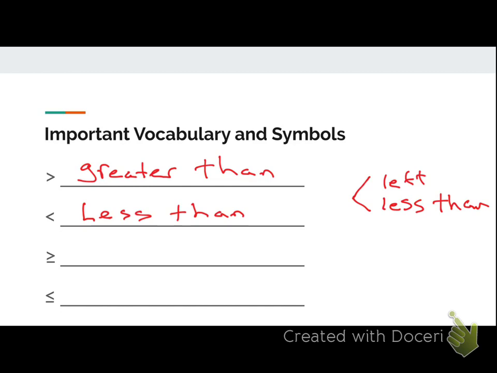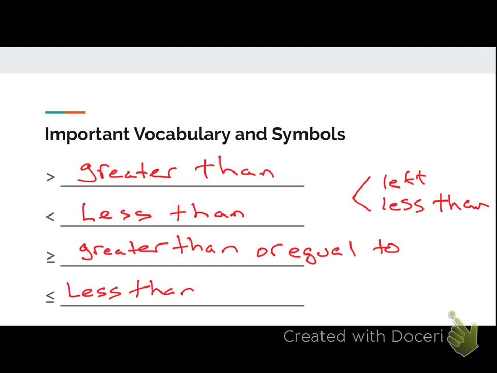The next one, I see a greater than sign, but there's a line underneath it that looks like an equal sign. This is called greater than or equal to. The next one, that's a less than sign. But it also has the equal to underneath it. So it's less than or equal to.